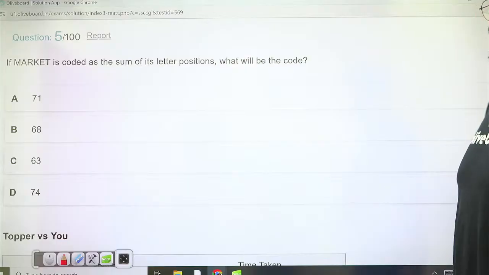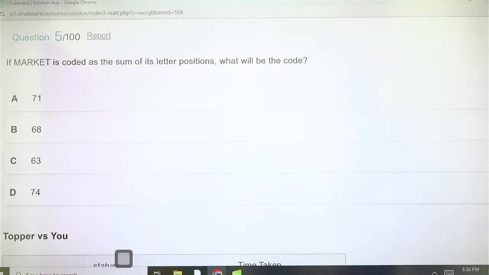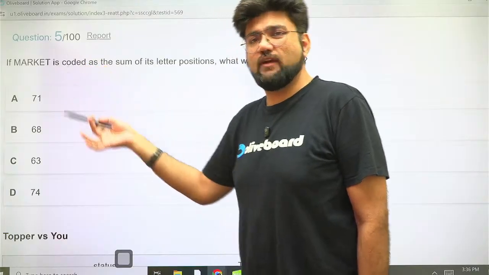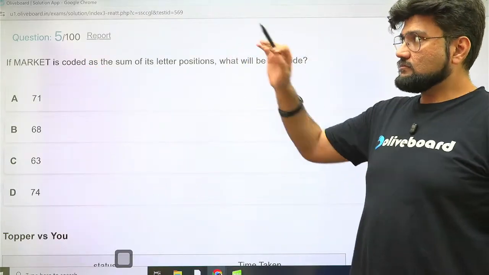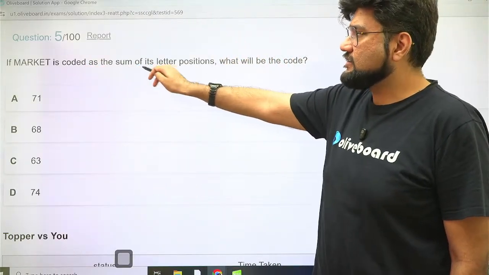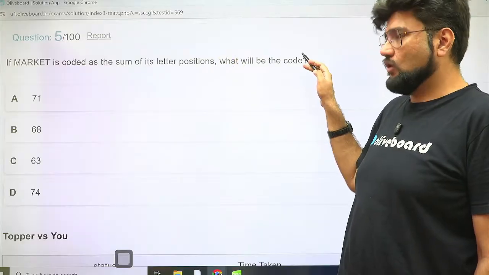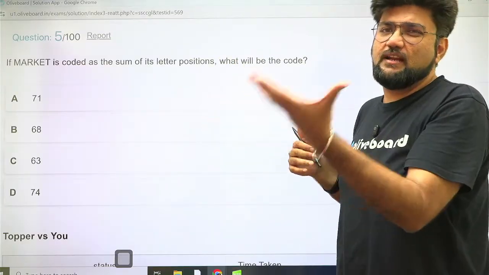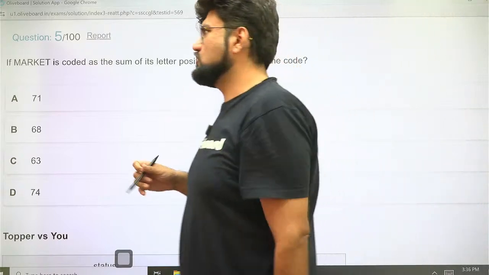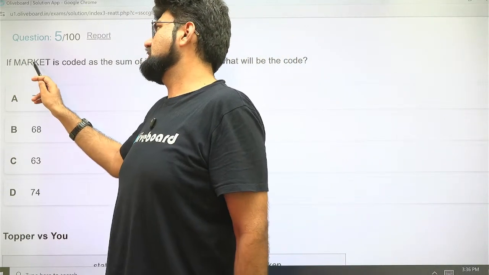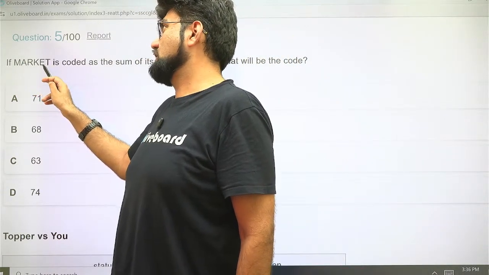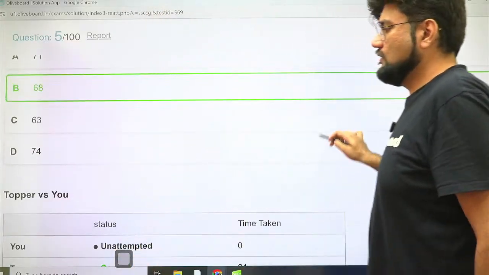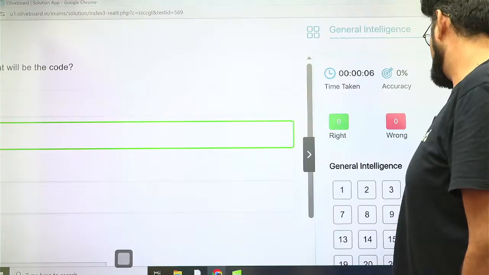Now here, the question is from coding decoding, but it is actually not. The question is directly telling you what the code is going to be. You just have to calculate it. The question has told you that if market is coded as the sum of its letter positions, what will be the code? So this question is actually disguised as a coding decoding question, but it is a simple arithmetic question. Quick calculation. 13 plus 1, 14 plus 18, 32 plus 11, 43 plus 5, 48 plus 20, 68. Option B is the right answer. Simple. 21 seconds. Next.